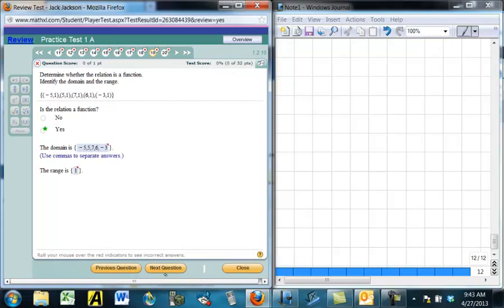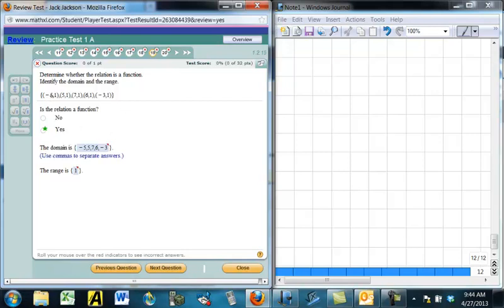How about this one? Okay, here we have a relation. It's a set of ordered pairs. Is it a function or not? Okay, look at the first coordinates. Negative 5, 5, 7, 6, and negative 3. There are no repeats there, so it is a function.